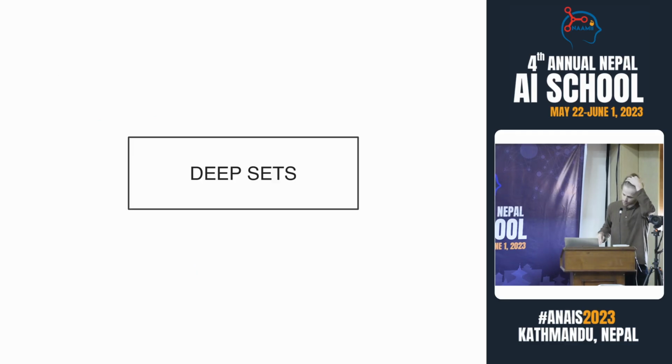Okay. So another example is deep sets. Deep sets is an architecture that processes signals on sets. I don't know if you've been over deep sets or if you're familiar with it. No? Good.